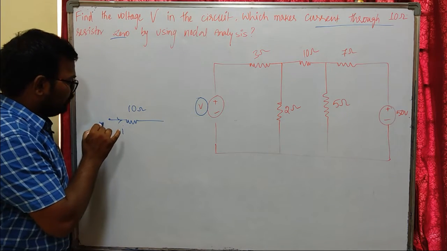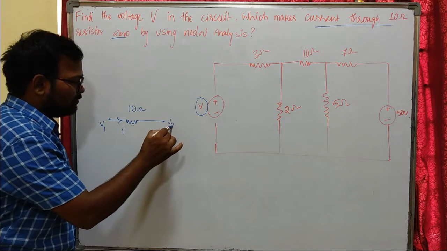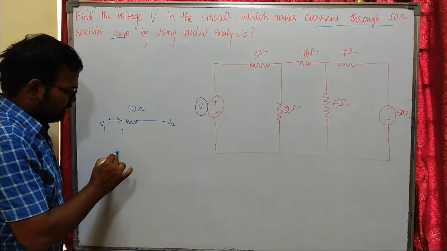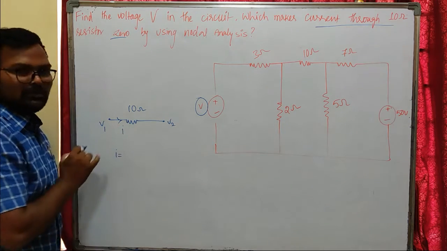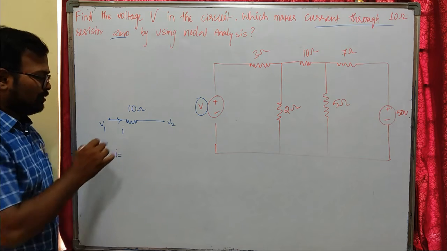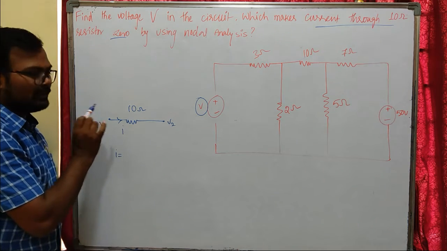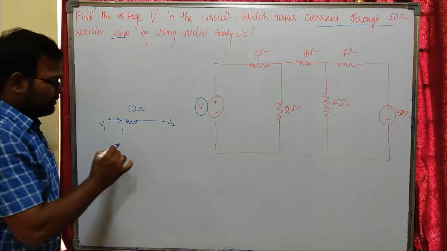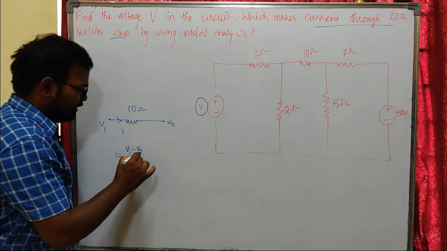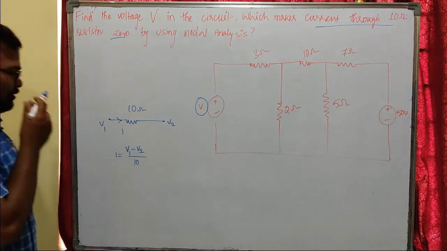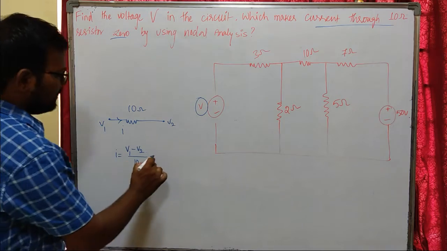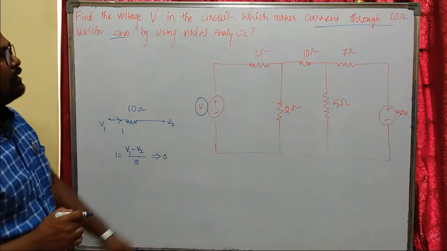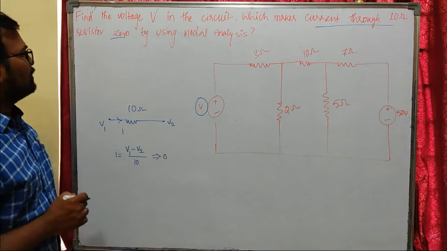Here we have two potentials, V1 and let us assume V2. The current I can be written as V1 minus V2, higher potential minus lower potential. Based on the current direction, I am treating V1 as higher compared to V2. So I1 equals (V1 minus V2) by 10 ohms. This current must be equal to 0 according to the given condition, which makes the current through the 10 ohm resistor 0.